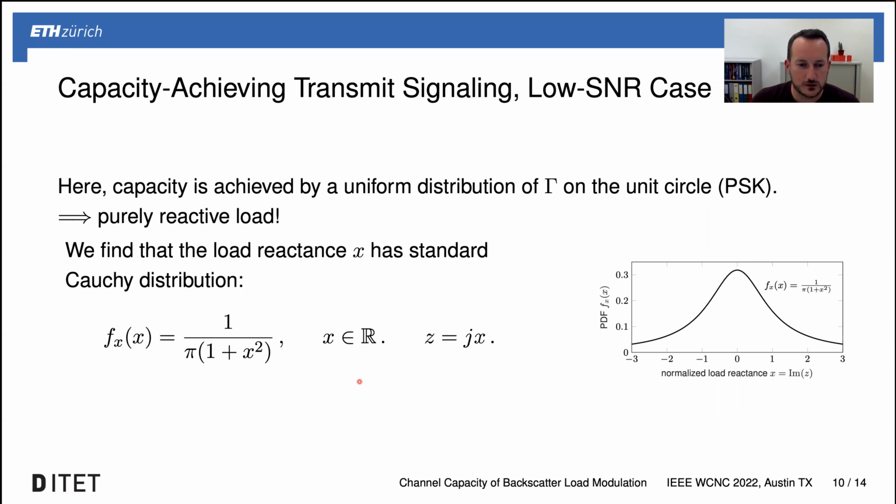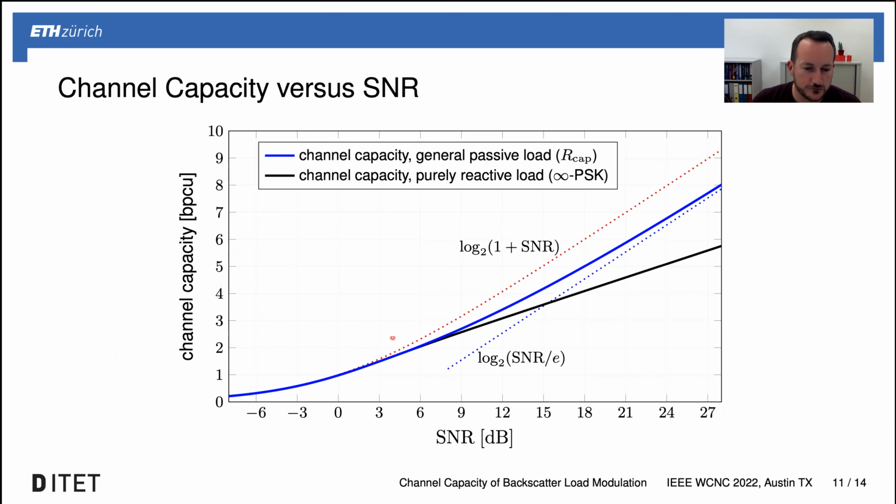All right, let's look at some data rates. Channel capacity as a function of SNR is the blue curve here, and signaling with uniform distribution on the unit circle is the black curve here, the infinite PSK. Here we have the well-known expression log2 1 plus SNR from the average power constraint case, which you see from this high SNR asymptote here. At high SNR it is 1 nat above our capacity, which is 1.44 bit.